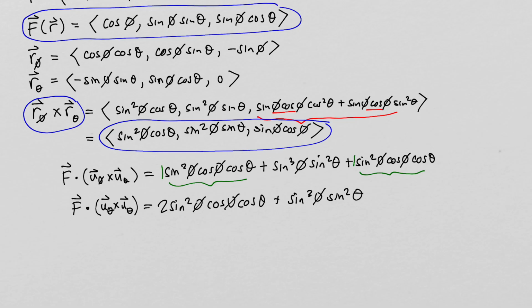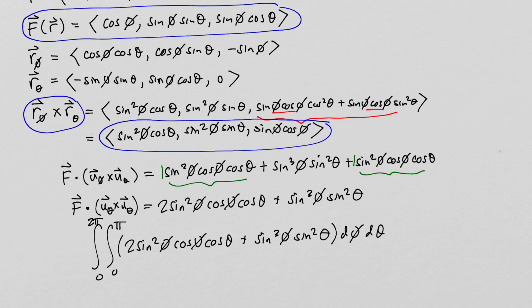All right, now we just need to take the integral of this. So we have the double integral of this function, d phi, d theta, phi goes from 0 to pi, and theta goes from 0 to 2 pi. So now we just have to do the integration here.